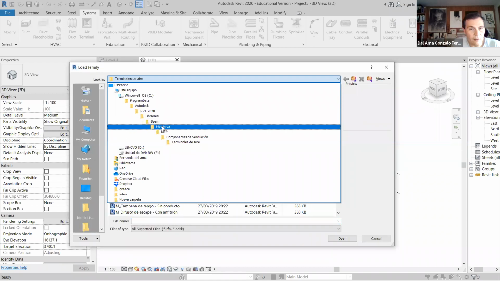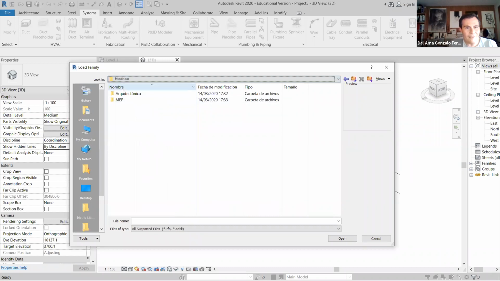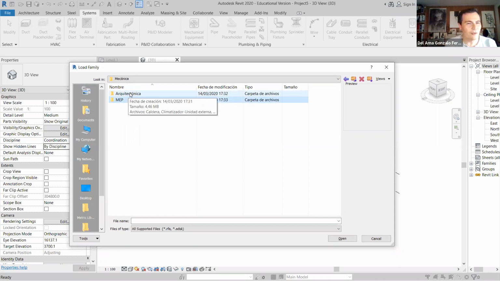So this is my terrible Spanish Revit. I don't know why this happened. Anyway, you have to go to a library. This is the most important thing. When you are talking about mechanical, you have to open this folder, mechanical, and then you have the architecture, and then you have the MEP. When we are working with a mechanical template, we have to use this MEP, because in the architecture folder you have the 3D model, but you cannot insert ducts and pipes. So we have to always use this MEP folder.